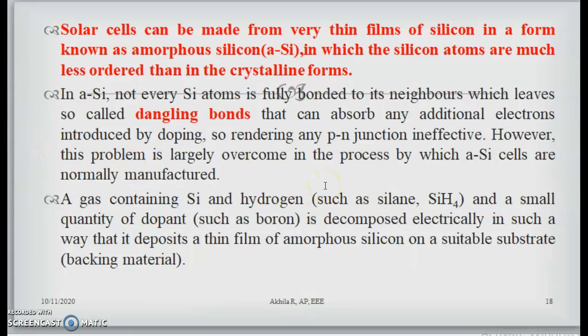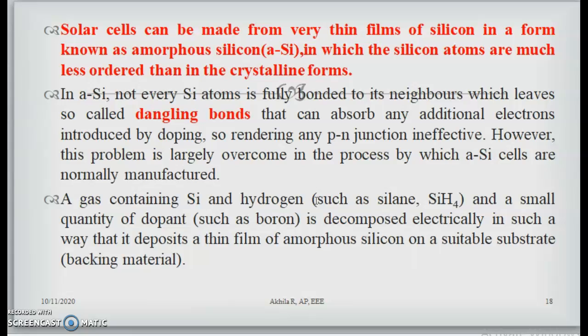Solar cells can be made from very thin films of silicon, and such a form is known as amorphous silicon, which you represent as a-Si, in which the silicon atoms are much less ordered than in the crystalline forms. We already saw what a monocrystalline silicon cell and a polycrystalline silicon cell are in the previous videos, and here the highlight is that it is made into very thin films of silicon, known as the amorphous silicon form. In amorphous silicon, every silicon atom is not fully bonded to its neighbors, which leaves what are known as dangling bonds.